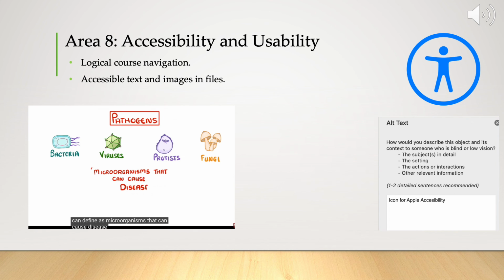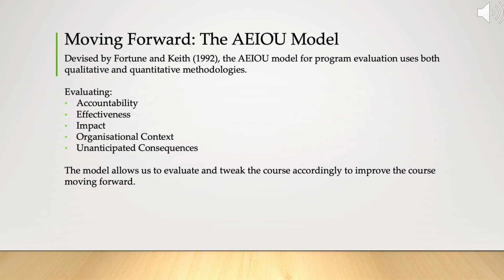The last area is Area 8, Accessibility and Usability. Here there will be logical course navigation and accessible text and images and files. An example of these is when I am using video, there will also always be closed captions included, and with each image there will be alternative text descriptions provided, just to name a few.